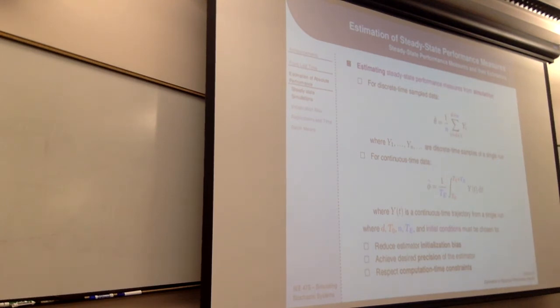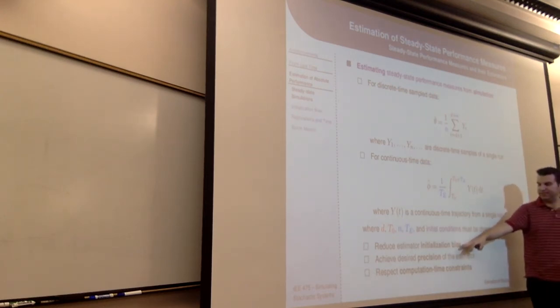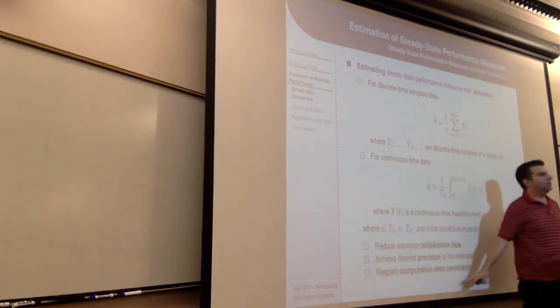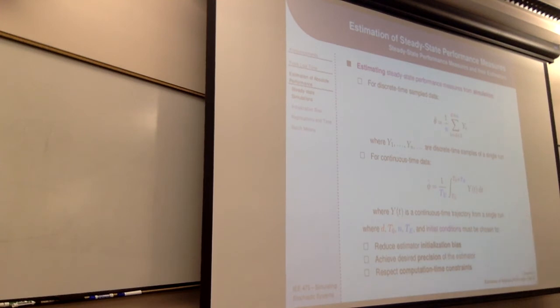So counterintuitively, the way we get a better estimate of the long-run performance is to actually reduce the amount of data that we're analyzing. We get rid of stuff at the beginning, because that stuff at the beginning will be the stuff that usually washes out of those other performance measures. So the question is, how do we choose the warm-up period and the initial conditions to reduce estimator bias while still giving us the desired precision and not force us to run really, really long simulations as a consequence?